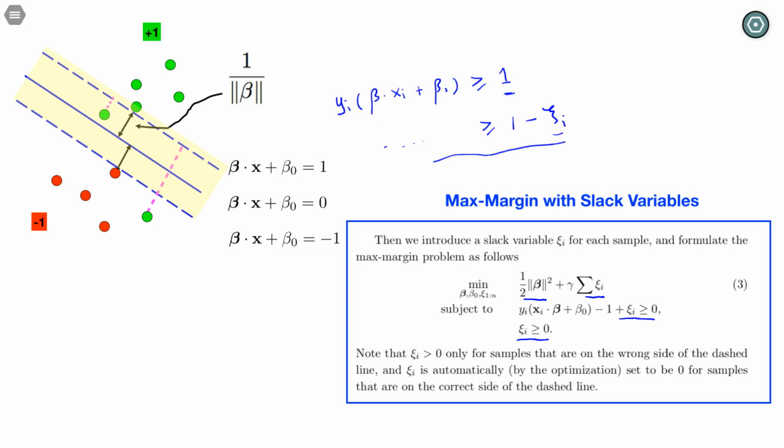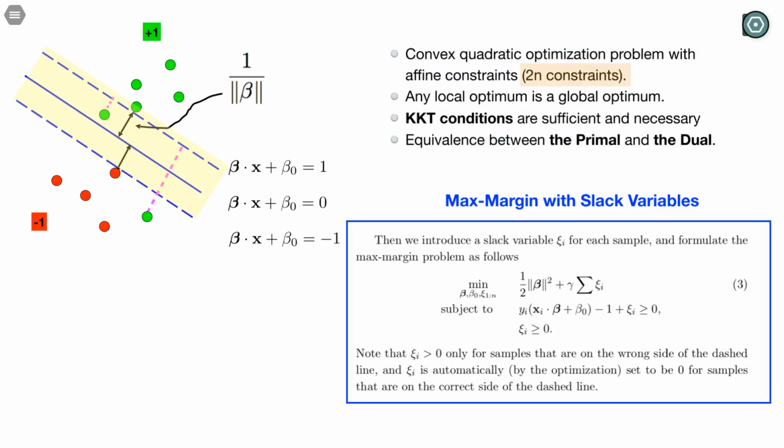Here we aim to minimize this objective function, and now the arguments are beta, the slope, beta_0, and also xi_1 through xi_n. So this is still a convex optimization problem where the objective function is quadratic and the constraints are all linear constraints. Now the number of constraints gets doubled. We have 2n constraints because for every observation we have 2 constraints.